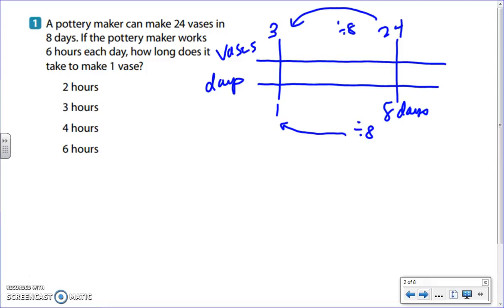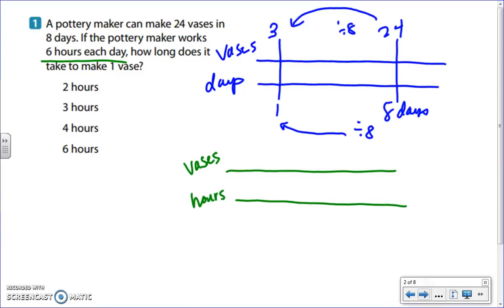Now, unfortunately, none of our choices have the word days in them. But that's where this next part of information comes in handy. It says that each day they work for 6 hours. So I could compare vases to hours. It tells me in the problem that in 1 day there are 6 hours worked, so I know that 3 vases could be made in 6 hours. So instead of comparing vases to days, let's compare vases to hours.